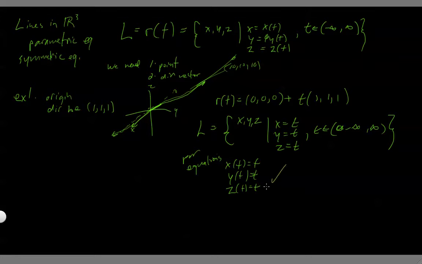Check. Good. Okay, so how do we write the symmetric equations? Well, in general, what we would do is we would take the parametric equations and solve for t and just set them equal to each other. So in this case, the symmetric equations are just x equals y equals z. And that's it. Done.